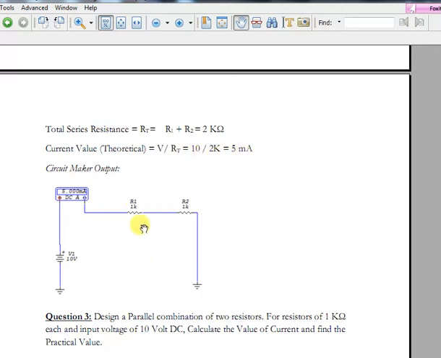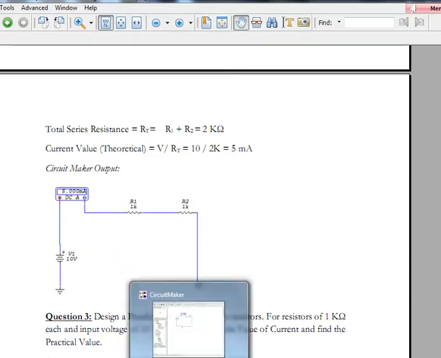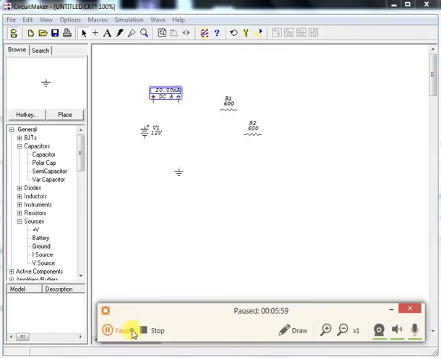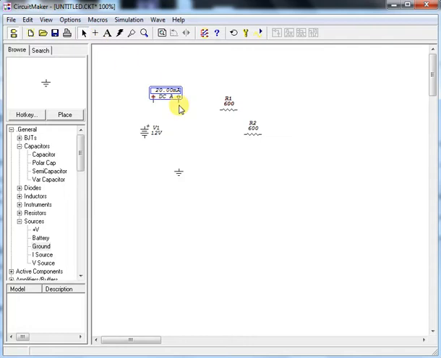So your circuit will look something like this, and the most important thing is we will run and see if our meter gives the same thing. Now go back to your CircuitMaker. So we have got two resistors here. Now to make it presentable, I will keep both of the resistors at the same place.